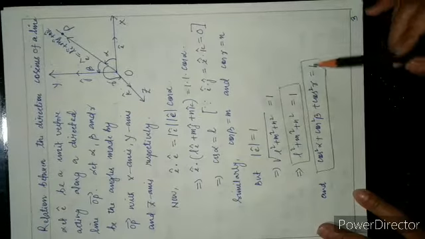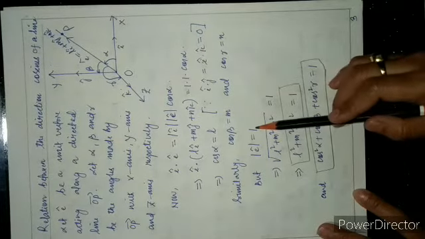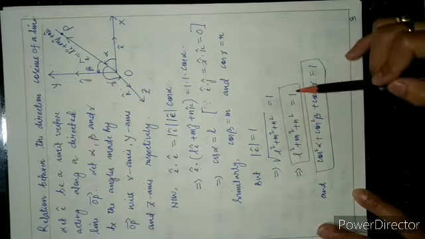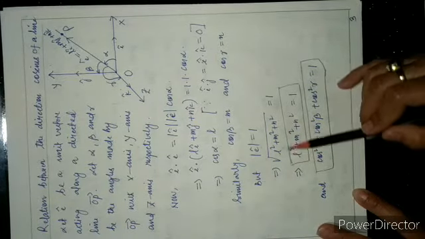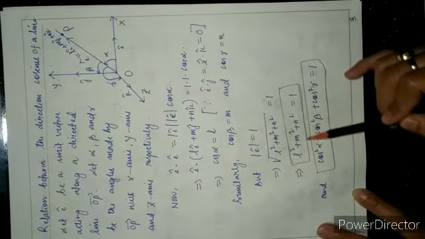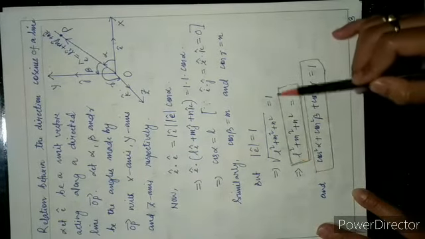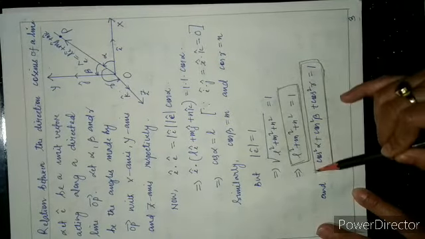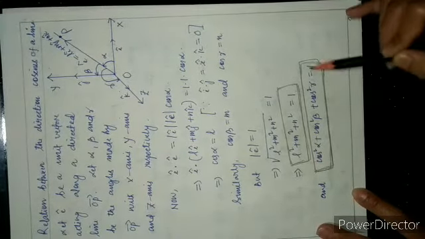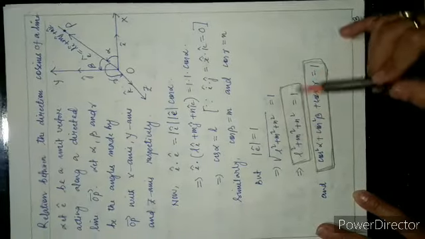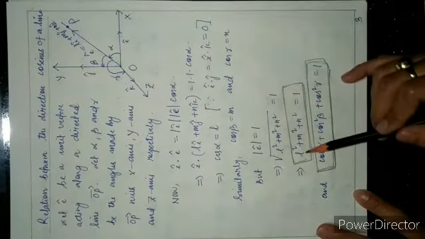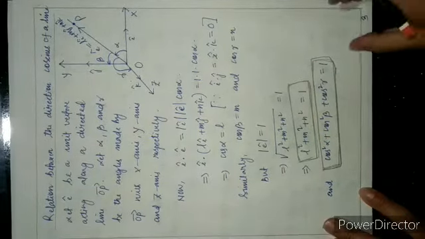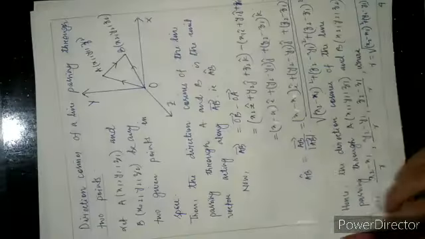The magnitude of the unit vector is 1, so the modulus l square plus m square plus n square has the relation equal to 1. This is the relation between the direction cosines of the line in terms of components. This is the relation between the direction cosines of the line in terms of angle. One is in terms of angle, the other is in terms of components. The sum of the squares of the direction cosines is equal to 1.